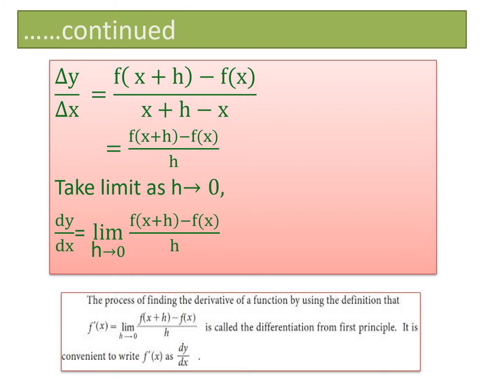Now take limit as h tends to 0 on both sides. So limit h tends to 0, delta y by delta x will become dy by dx is equal to limit h tends to 0 f of x plus h minus f of x upon h. Finding the derivative by this formula is called as differentiating by first principle.